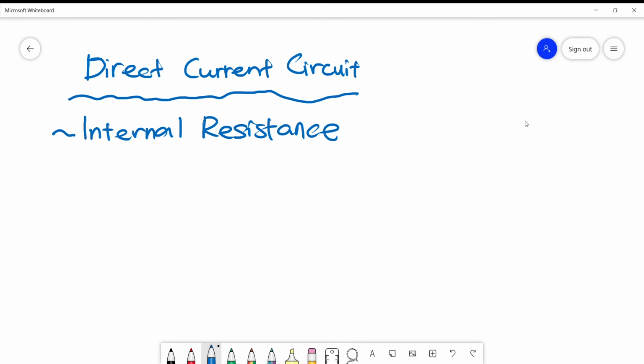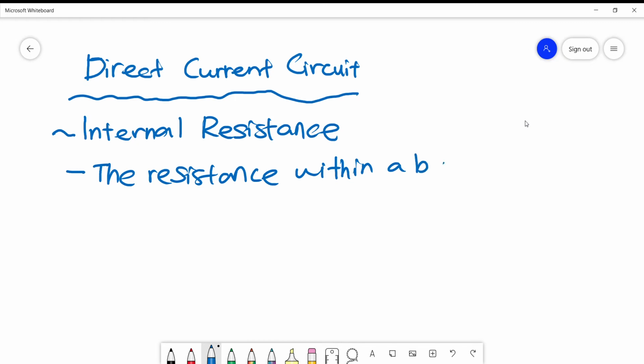So what is actually meant by the internal resistance? The internal resistance is actually the resistance that lies within a battery. It means that internal resistance is the resistance that exists inside the battery. This is the first electric component that we need to know before entering the topic of direct current circuits.